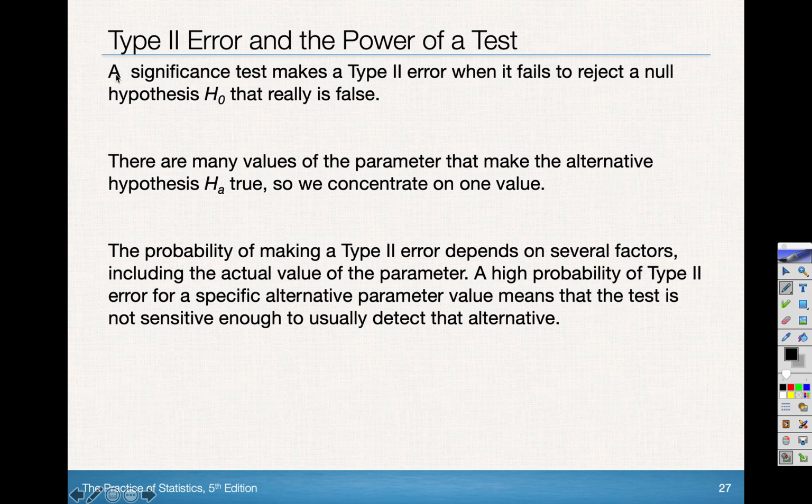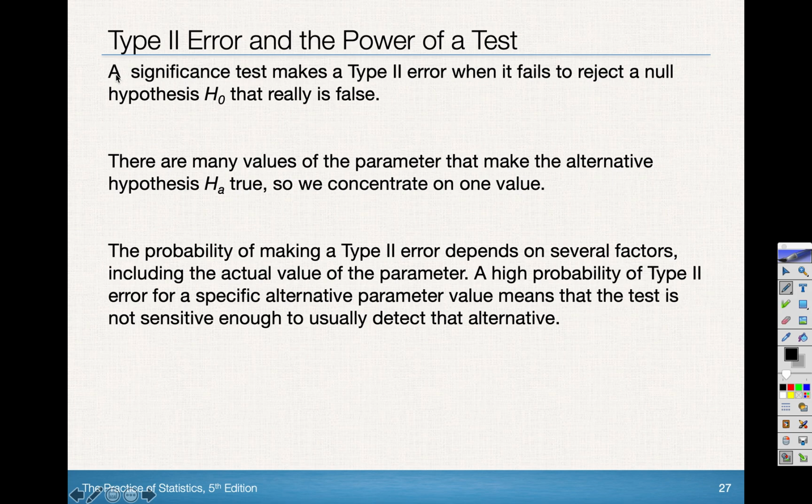Now, there are many values of a parameter that make the alternative hypothesis true, right? Anything bigger than 0.08 makes the alternative hypothesis true. 0.081, 0.085, 0.0810, right? So we are trying to concentrate on just one value, okay? The probability of making a type 2 error depends on several factors. Let's go back to type 1 error. Remember, the probability of a type 1 error is alpha. Whatever we choose alpha to be is the probability of type 1 error. Type 2 error is different, okay?